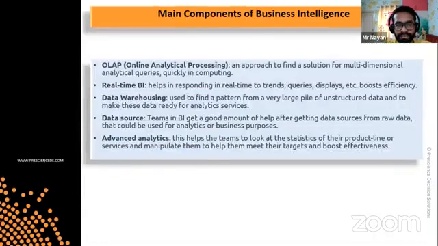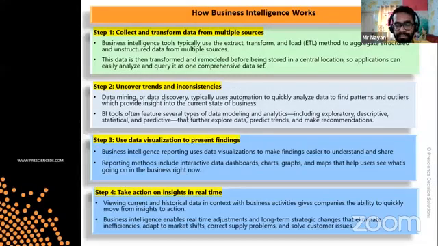Now let's think about how business intelligence works. The first step is to collect and transform data from multiple sources. Sources are things like Excel files and databases, where all the ETL methods are applied. ETL refers to extract, transform, load, which is predefined and done by the data engineers, which means you have the data ready and you just need to fetch it. That's the first step: collect and transform data from multiple sources.